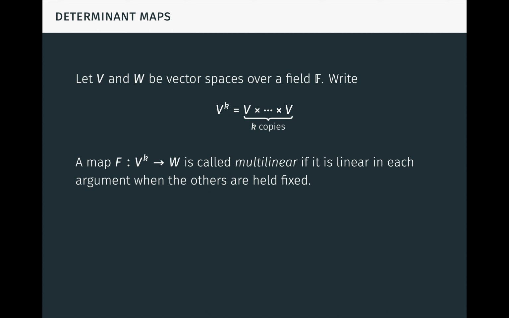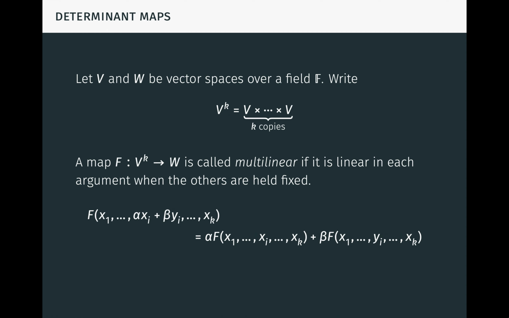A map f from V^k to W is called multilinear, or k-linear, if it is linear in each argument when the others are held fixed. Here's what that looks like. For each i from 1 to k, f(x1, ..., alpha xi + beta yi, ..., xk) equals alpha times f(x1, ..., xi, ..., xk) plus beta times f(x1, ..., yi, ..., xk). For k equal to 2, this is just the bilinearity property that we saw earlier with the area function.